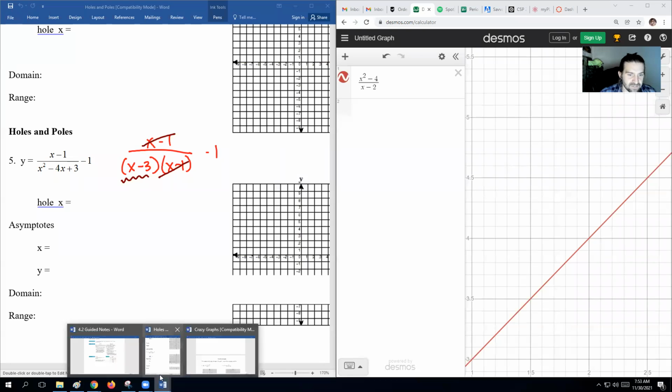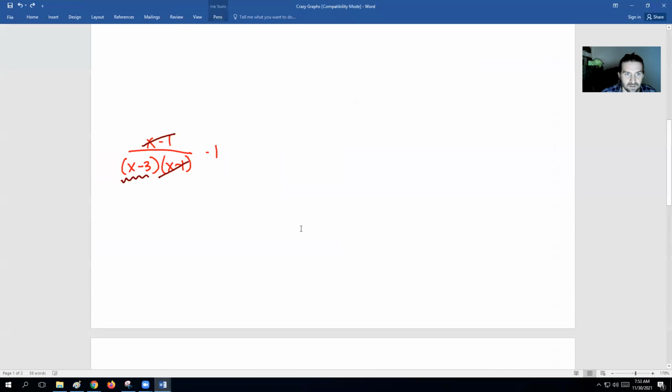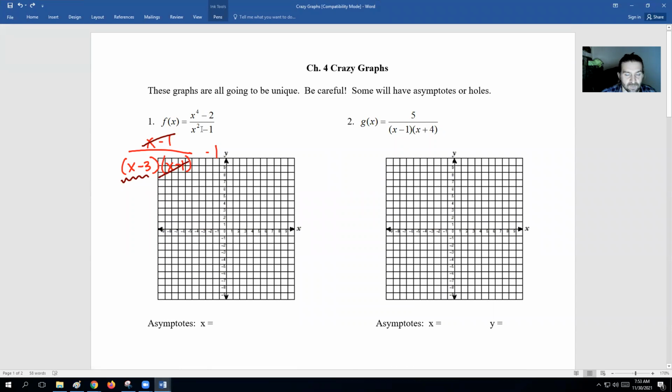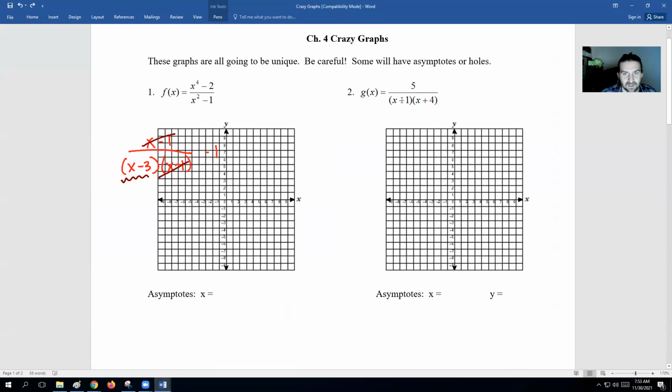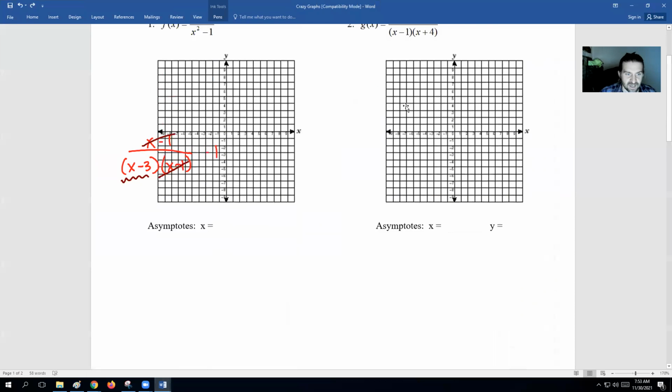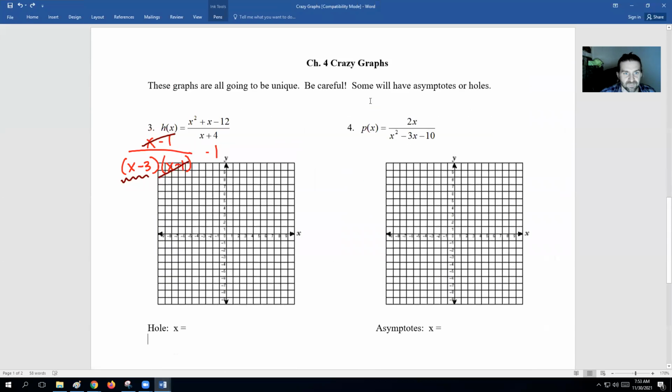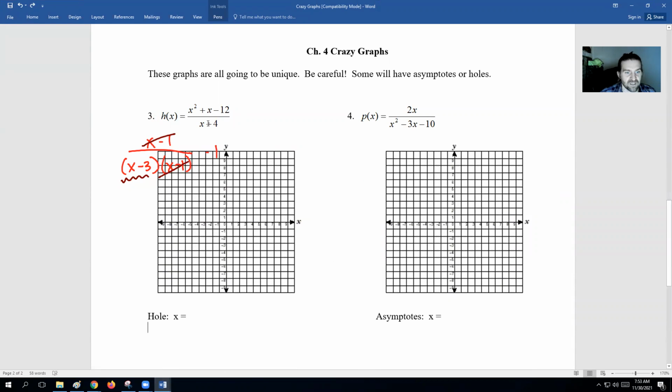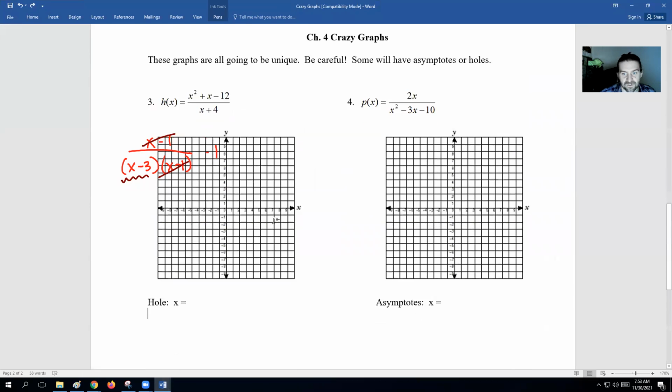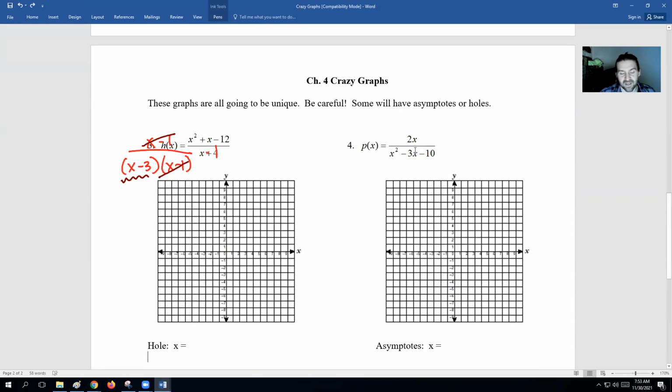And then we got some crazy graphs here as well. You can see some of these here. You'll have to look to see, okay, what's our denominator? Can anything cancel out? Here, can you cancel out the 1 from the top? Can you cancel out the 4 from the top? No, you cannot cancel those out. So they're asymptotes. Over here, could you factor this and maybe cancel that out? If you can, it's going to be a hole. Over here, is there anything you can cancel out? If not, it's going to be an asymptote.